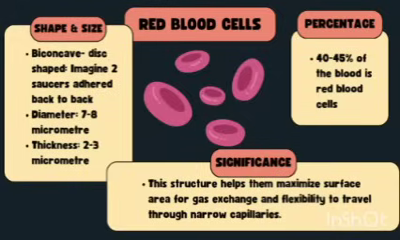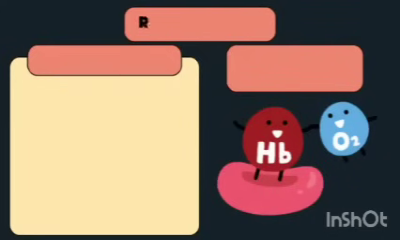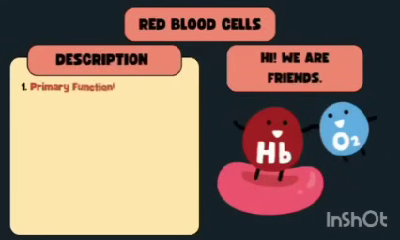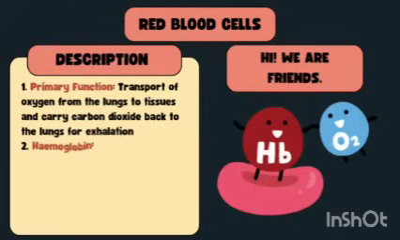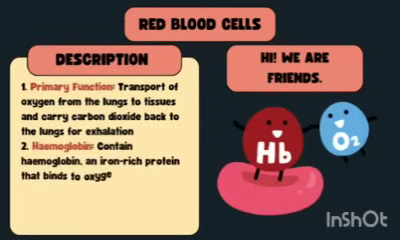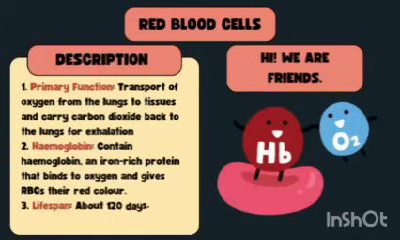Let's study RBCs in detail. Let's begin with their primary function. Primary function of RBCs is to transport oxygen from the lungs to tissues and carry carbon dioxide back to the lungs for exhalation. Second point is hemoglobin. What is hemoglobin? It is an iron-rich protein that binds to oxygen and gives RBCs their red color.